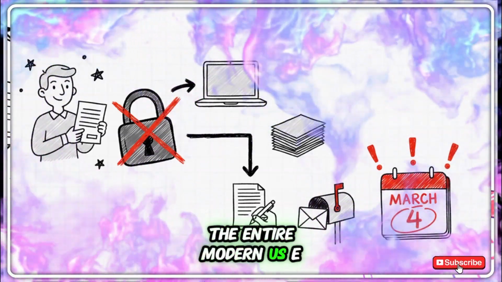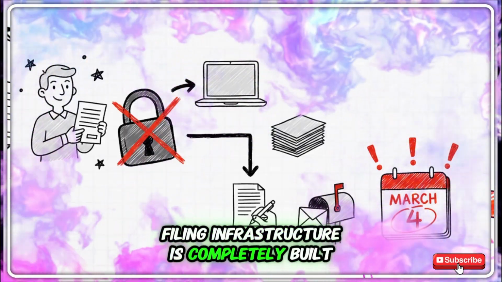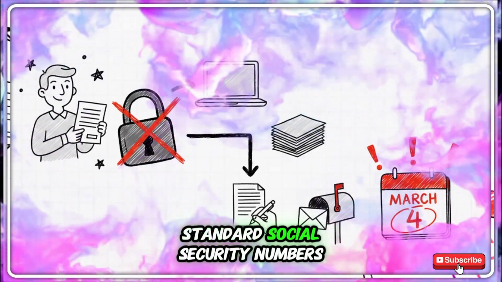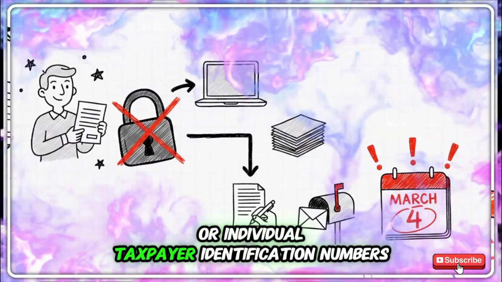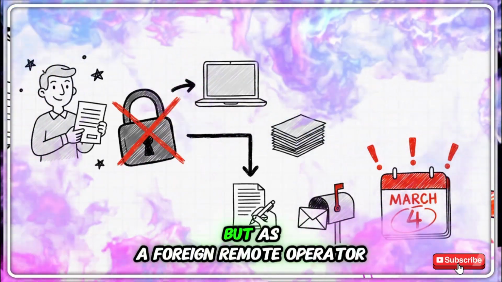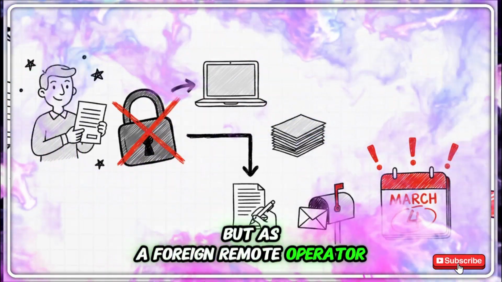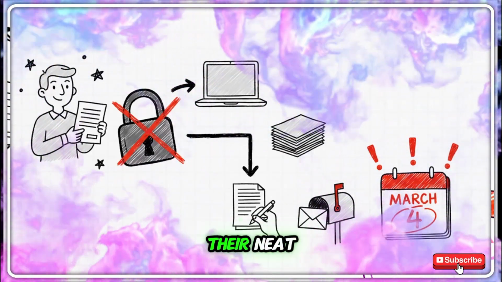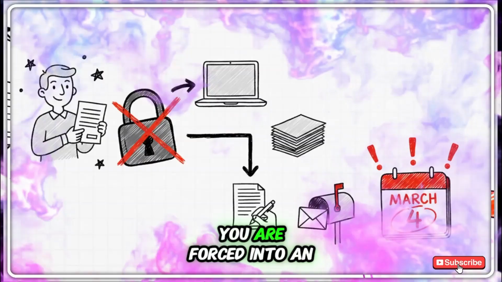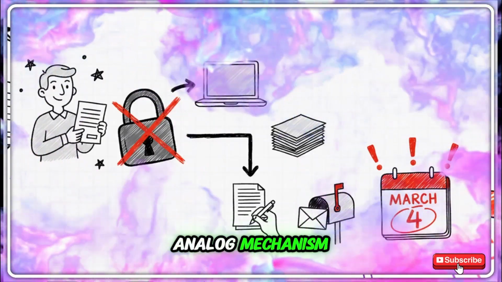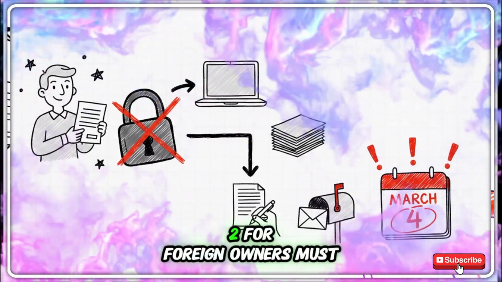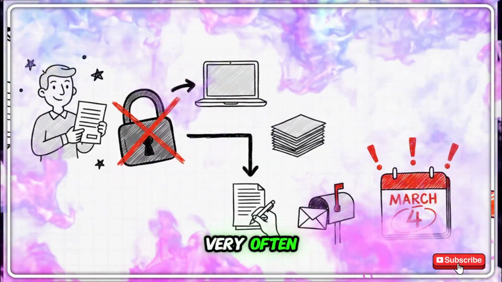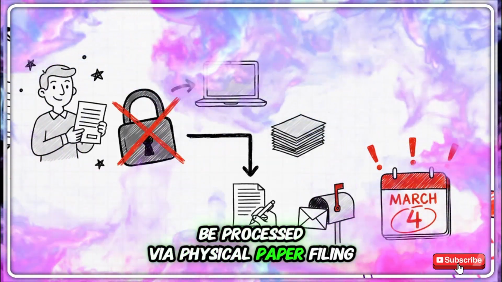The entire modern US e-filing infrastructure is completely built to process standard Social Security numbers or individual taxpayer identification numbers. But as a foreign remote operator, you typically don't have those. And because you don't fit into their neat digital architecture, you are forced into an analog mechanism. That's right, Form 5472 for foreign owners must very often be processed via physical, paper filing.